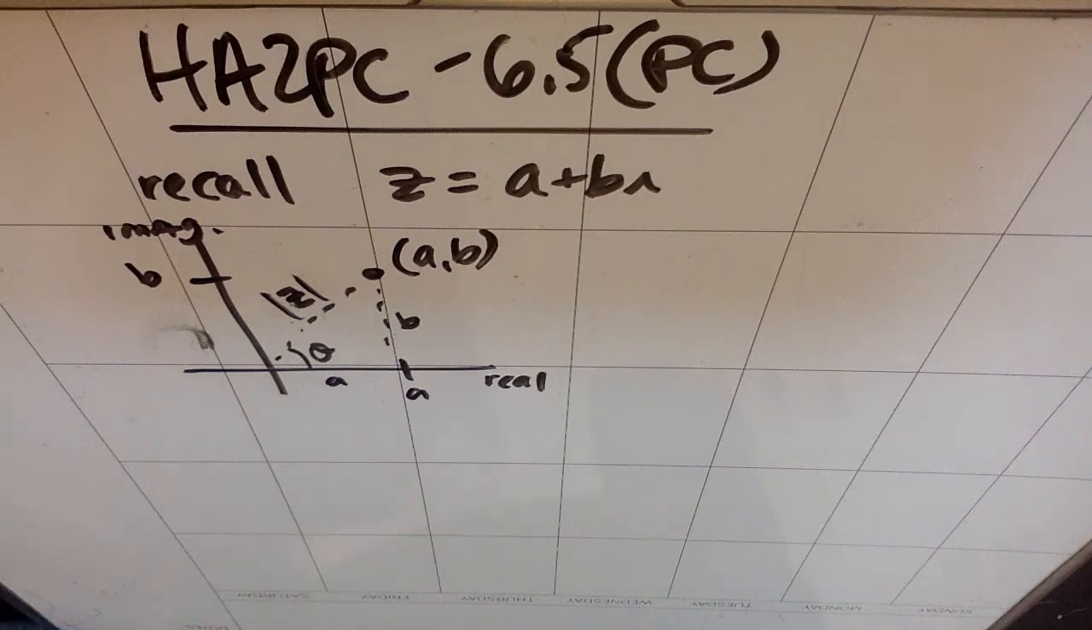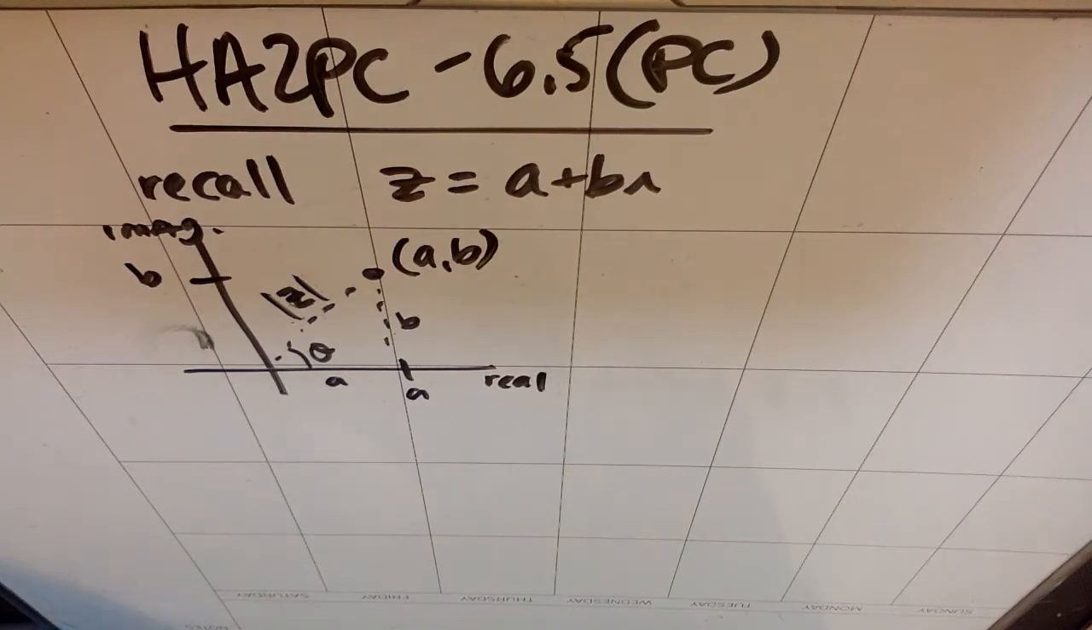All right, this is Honors Algebra 2 Pre-Calculus. We're doing 6.5 in Pre-Calc, which is the trigonometric form of a complex number. So in the last video, we talked about how to find the absolute value of a complex number, and we talked about plotting a complex number on the imaginary and real axes, which we did. So now what we're going to talk about is the trig form of a complex number.